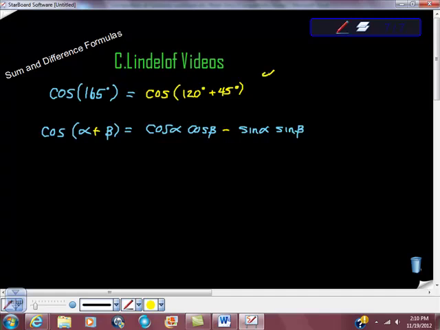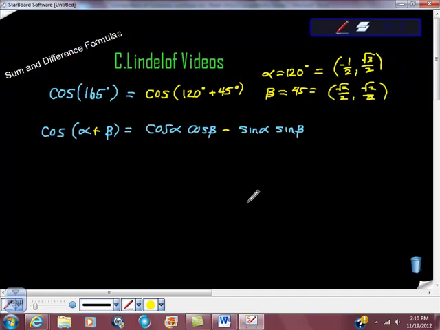So we have alpha equals 120 degrees. What do we know about 120 degrees? What are the cosine and sine values? Yeah, negative 1/2 and square root 3 over 2. And we have our beta is equal to 45 degrees. And 45 degrees is the one we know best, which is square root 2 over 2, right? Square root 2 over 2.